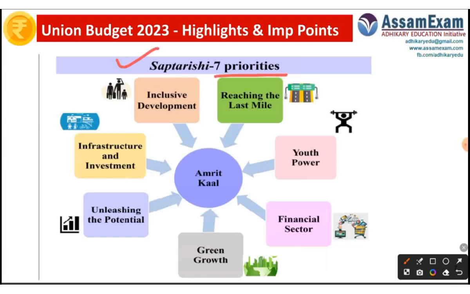This is 7 priorities. Those priorities are around inclusive development, which is the development of all the sections of the society; infrastructure and investment, spending more money in the construction of infrastructure; then unleashing the potential; green growth, that is sustainable growth along with protection of the environment; then improving the financial sector; youth power, which is nothing but skilling and making the youth of India more employable and more productive. Then reaching the last mile. So whatever steps the government is taking, it should reach the final destination.